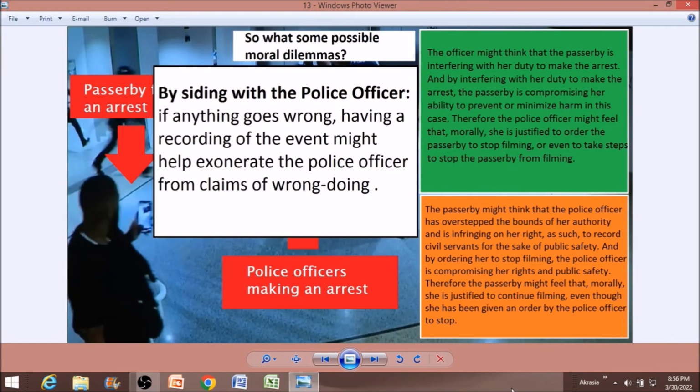By siding with the police officer, there's a sense in which if anything goes wrong, you're depriving yourself of the possibility of having a recording of the event which might help exonerate you from claims of wrongdoing. If you stop the passerby from recording, it's possible that you could have used that recording in court later on if something had gone wrong. The recording might have exonerated you.